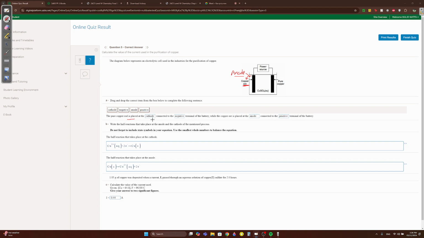So the pure copper is the cathode because it's going to gain copper from the copper ore, which is obviously the negative, and the copper ore is the anode connected to the positive.